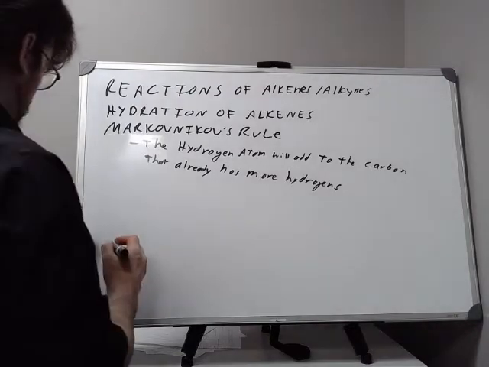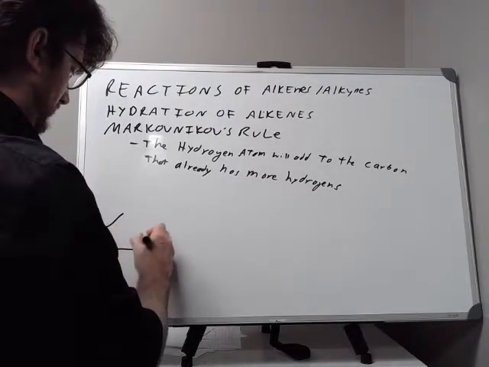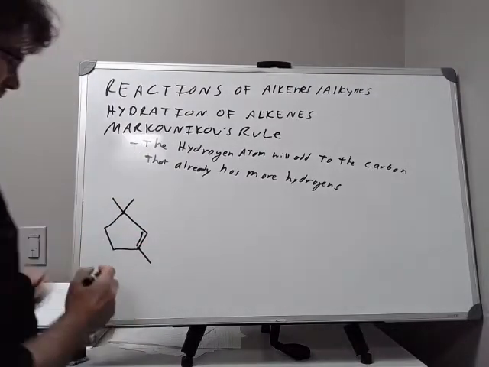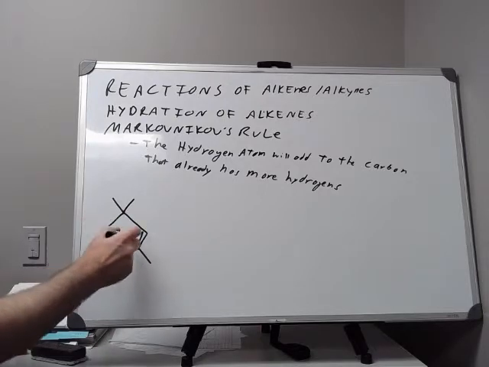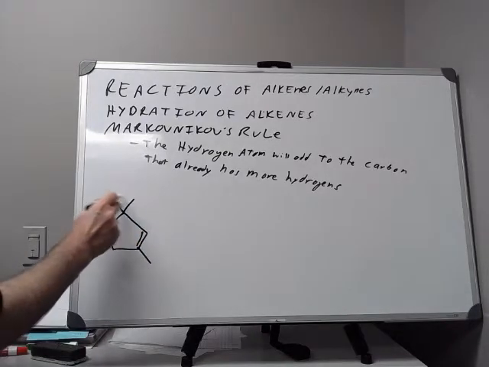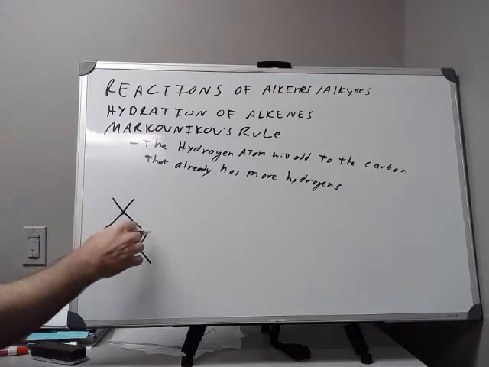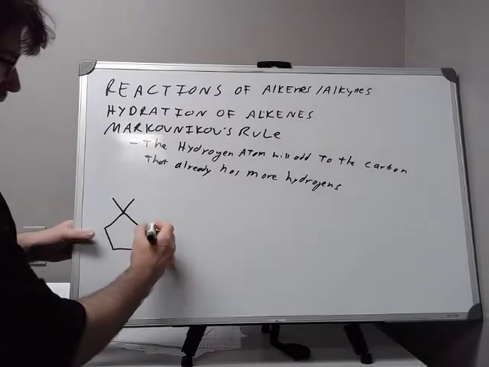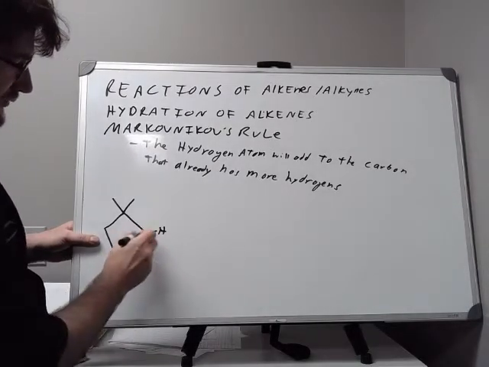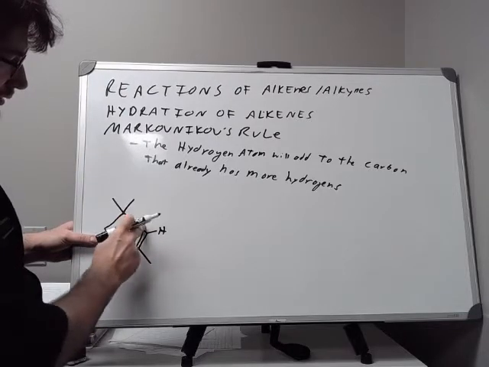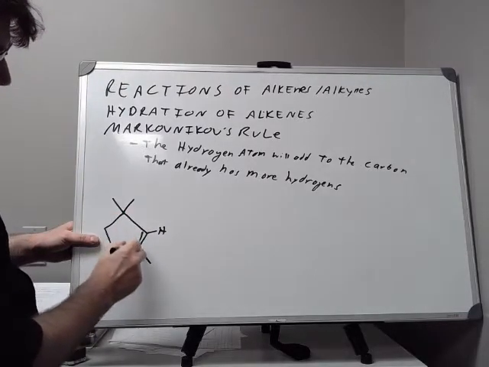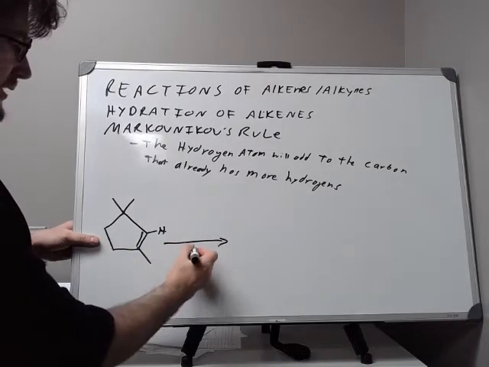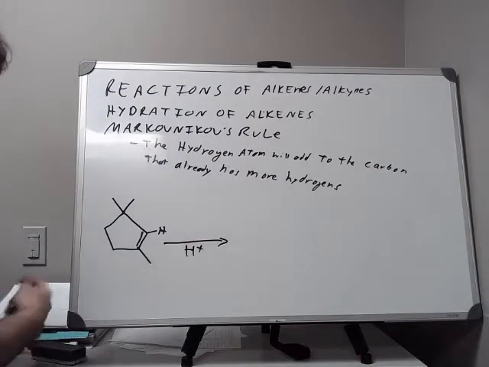And one more. We have this cyclic molecule, a 5-membered ring with a double bond and a methyl group, and 2 methyl groups up here, but they're not associated with this double bond, so they won't affect the reaction. But again, we have 1 hydrogen on this carbon of the double bond, and 0 hydrogens on this carbon of the double bond. And so we react that with water in acidic conditions.